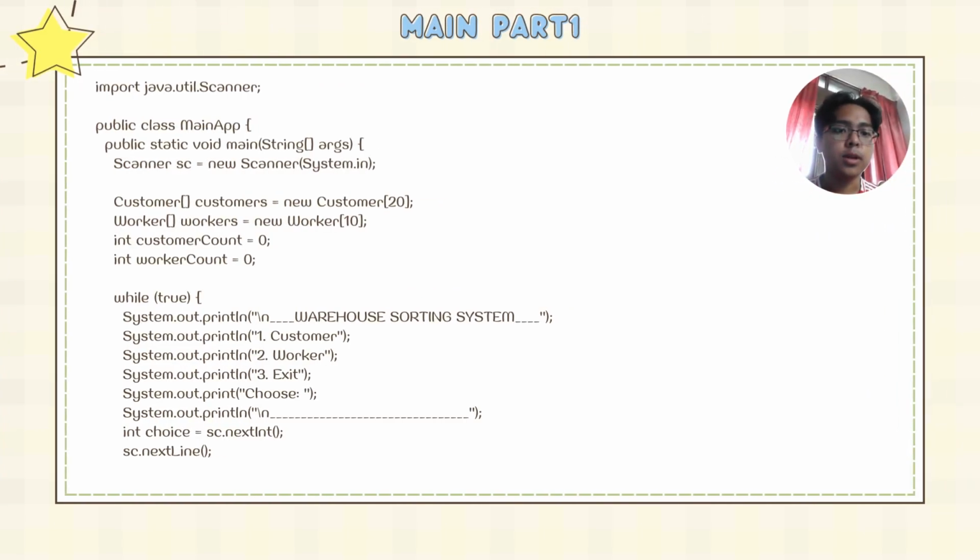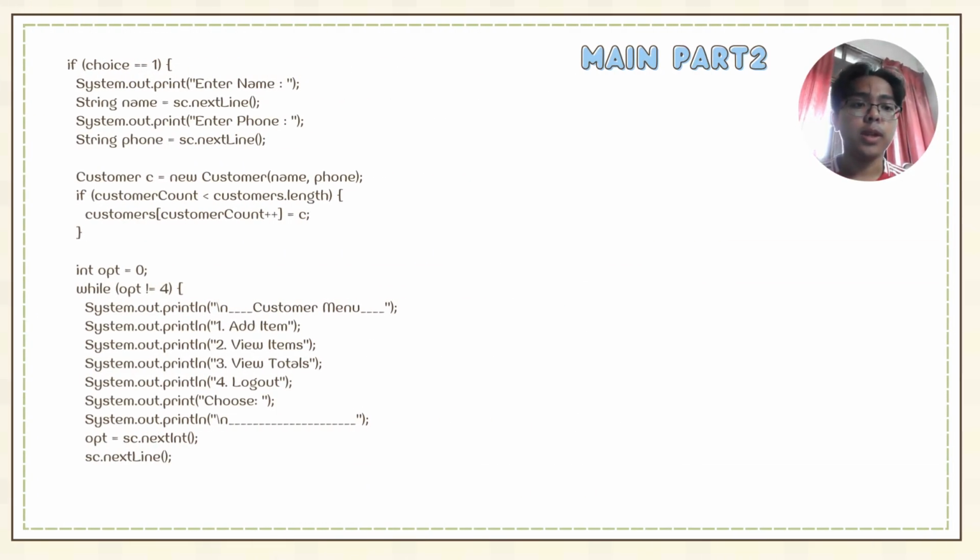Okay, now let's look at our main program. First, we create an empty list to store the customers and workers. And at the bottom here, this is a never-ending menu that loops until you say you want to exit. So when they choose one, they will be a customer. We will create their profile and we will let them add their items. They can also see their items.